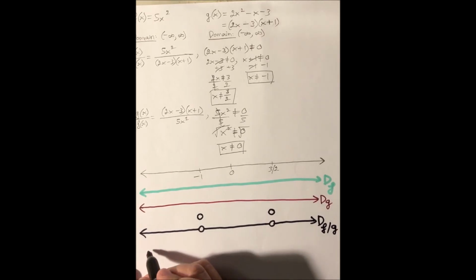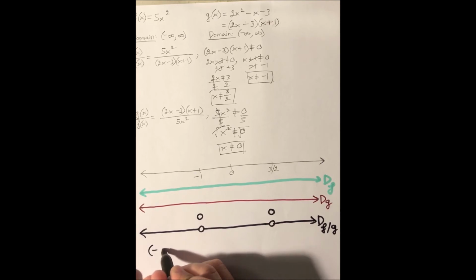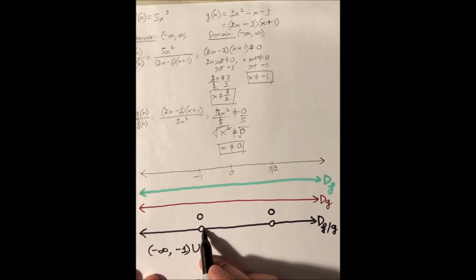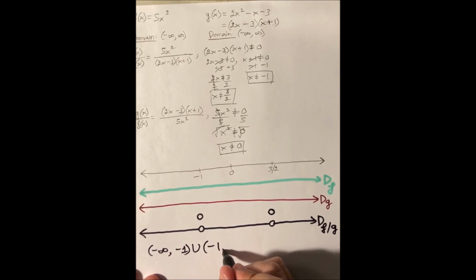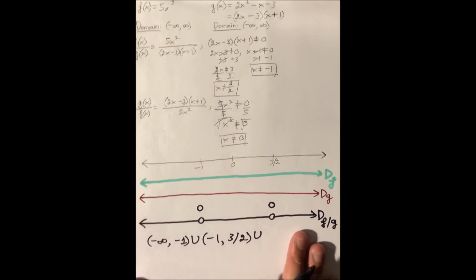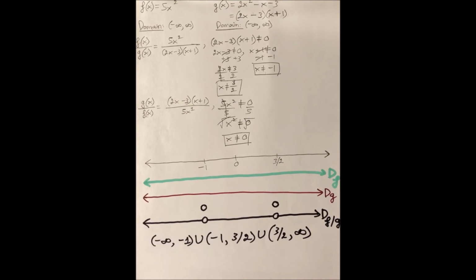So how do we write the interval notation? Well, from left to right, from negative infinity up to but not including negative 1. So we're talking about the open interval, negative infinity, comma, negative 1. Put the union sign to go to the middle part. From negative 1 up to but not including 3/2, and of course not including negative 1 either. So we got negative 1, comma, 3 over 2. Put the union sign to go to this part. From 3/2, but not including 3/2, all the way to positive infinity. And this is the interval notation for the domain of f over g.